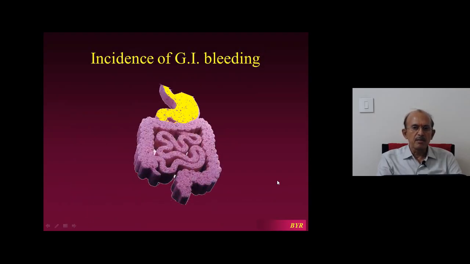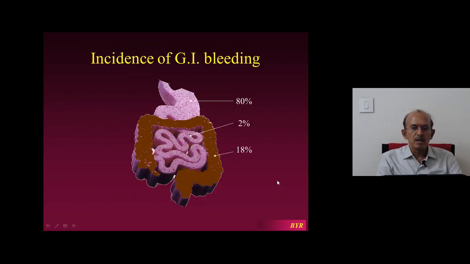Incidence of gastrointestinal bleeding, 80% they occur from the stomach, 2% from the small bowel lesions, and 18% from large bowel lesions.